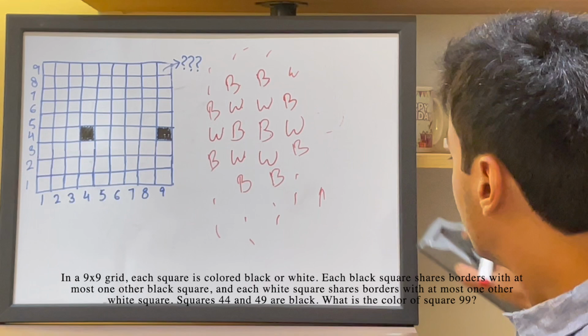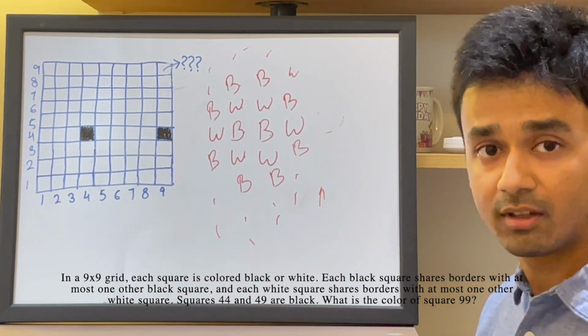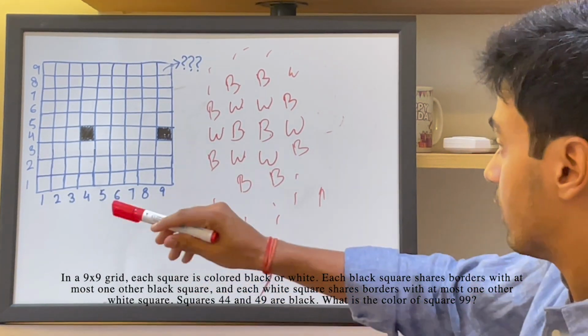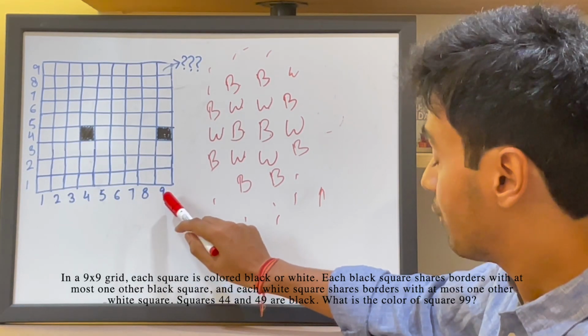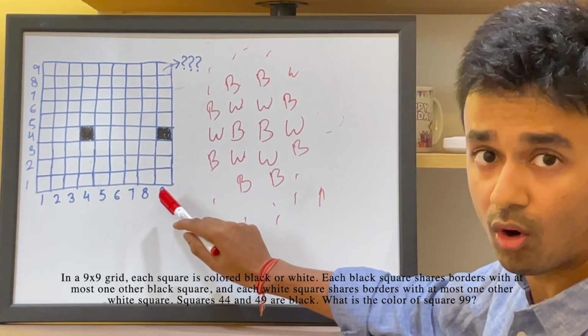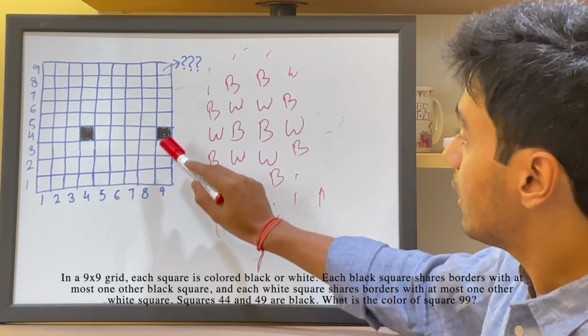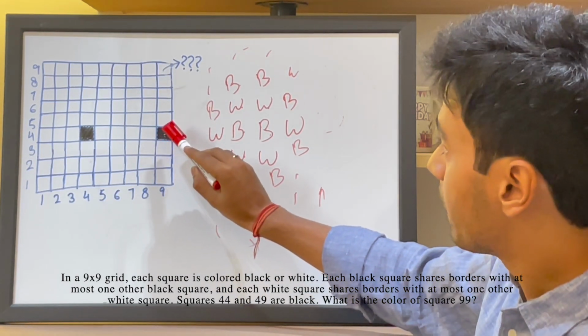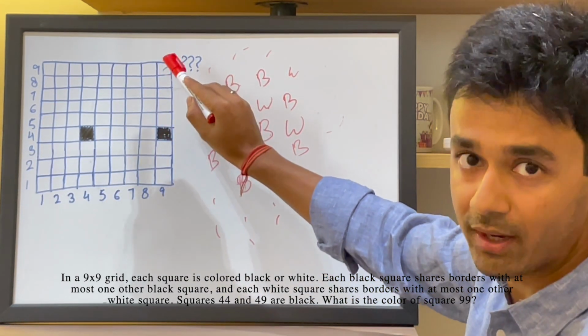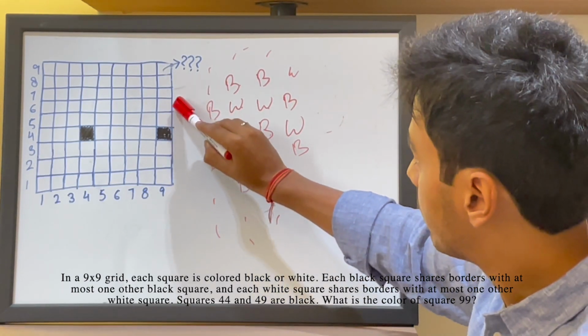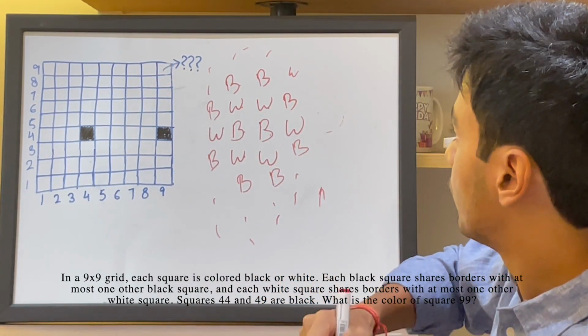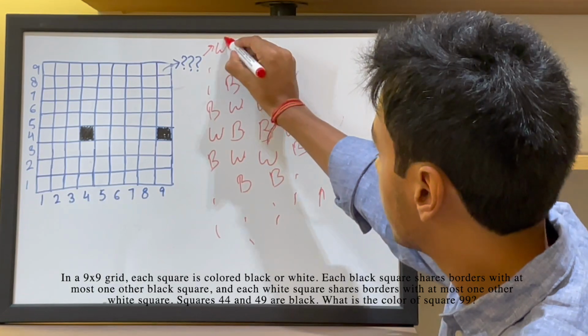And with that, we actually have the key to the solution. Because if column 9 is strictly alternating, then that means if 4,9 is black, 9,9 will have to be white. Black, white, black, white, black, white. So this is white.